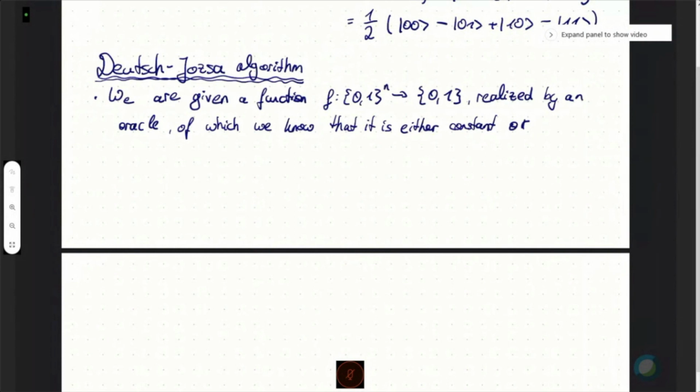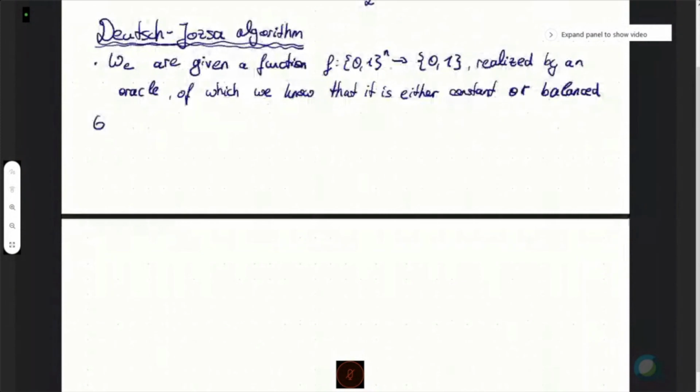So we know that the oracle is either constant or balanced. And balanced means that the number of inputs that map to 0 is exactly half of the inputs and the other half maps to 1. So either for half of the inputs we get 0 and for the other half we get 1, or we always get the same output. This is what we are promised about the oracle. And now our goal is to determine which case we have, so whether f is constant or balanced.